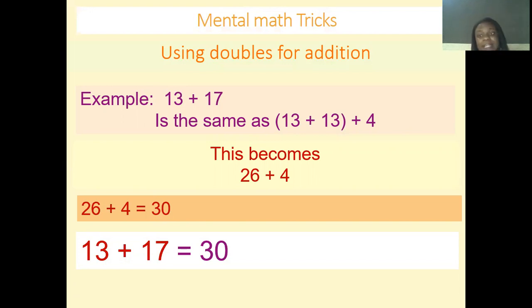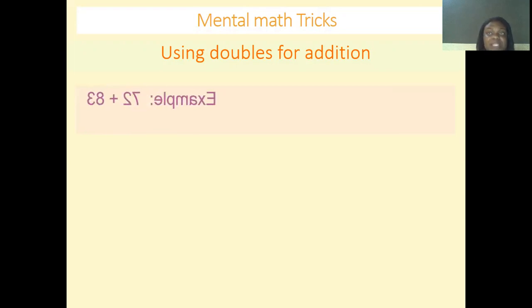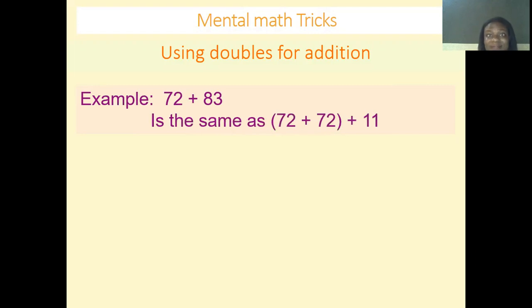Okay, so let's take another example. When we have something bigger, what do we do? Okay, for example, 72 plus 83. We can also use the same trick here. Now, break this down into 72 plus 11. Okay, so now you have 72 plus 72 as your double there. So you can now simplify that. Okay, 72 plus 72 is the same as 72 times 2. So easy. So this becomes 144 plus 11.